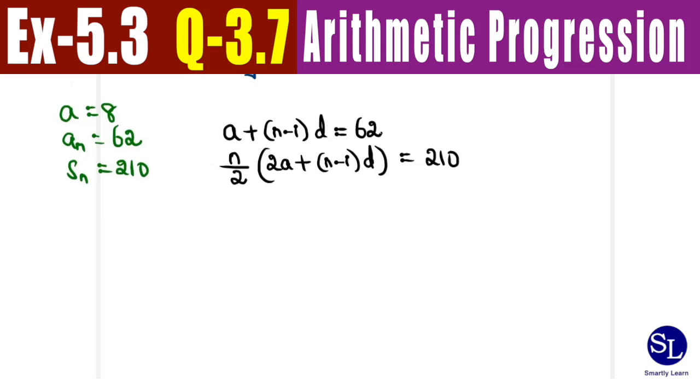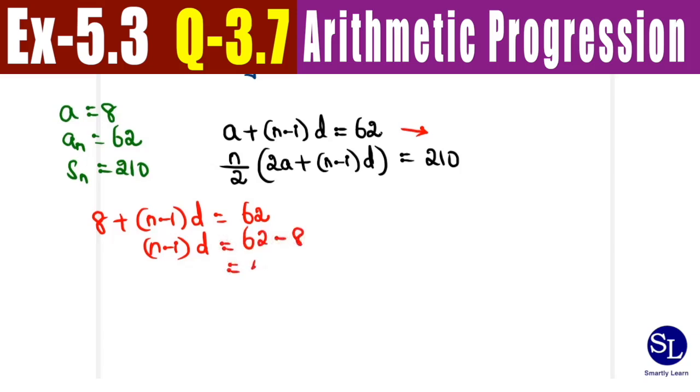Now let's try to substitute the values of a wherever it is there in the formula. So if I substitute the value of a in this formula, 8 + (n - 1)d is equal to 62, or (n - 1) × d is going to be 62 - 8, which is 54. Now (n - 1) × d is 54. So I'm going to take this particular value and substitute it in this place. So let's see how that can be placed.